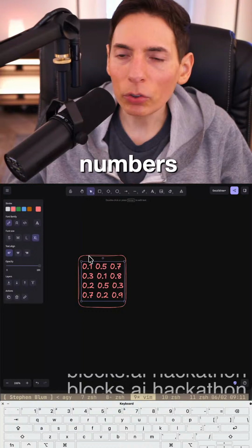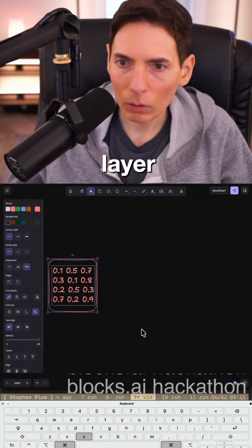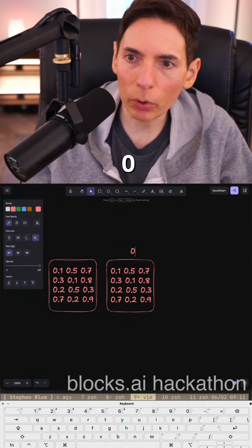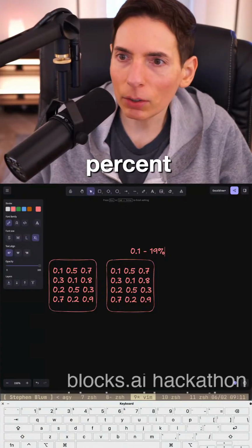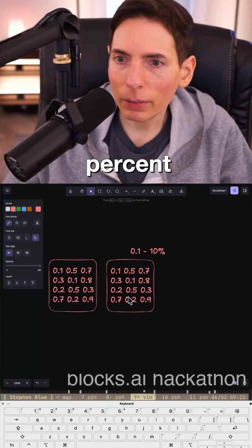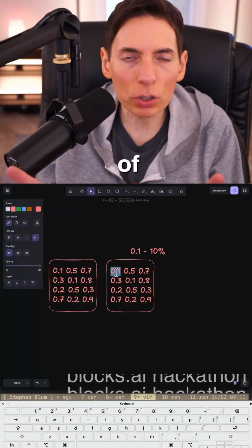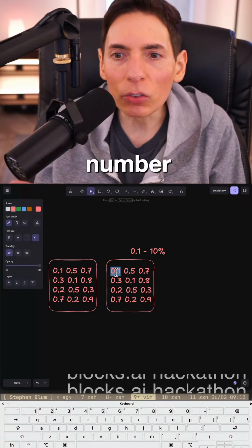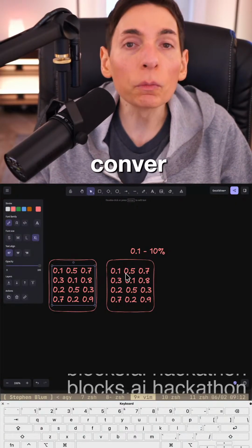So we've got our numbers on our layer. Then you have a dropout layer that's going to say 10%. Say your dropout is 0.1, which equals 10%. This will create essentially a random probability distribution, where each of the numbers from your input matrix will get converted to 0.